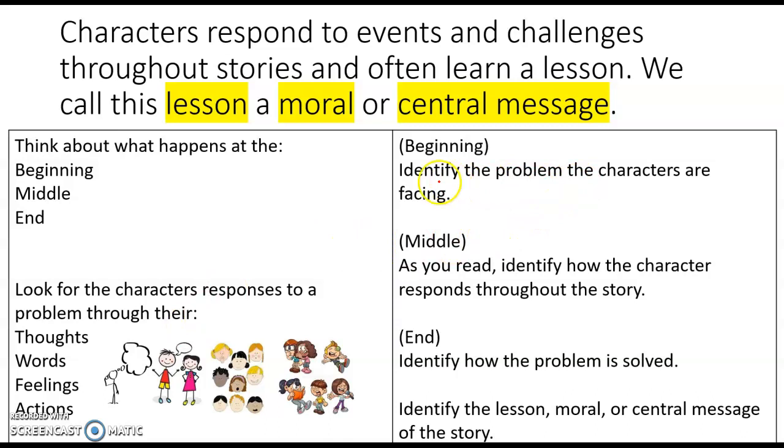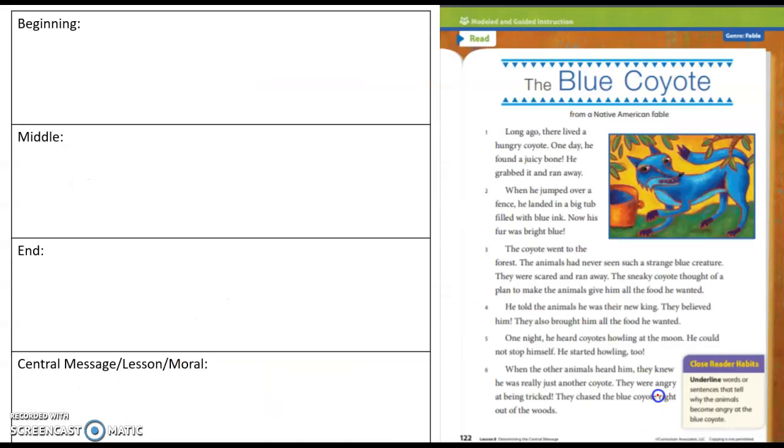So the first thing we'll do is we'll look at the character's problem. Then we'll identify how the character responds. We'll look at how the problem is solved. And then that's when we'll be able to identify that central message. So we're going to read this story called The Blue Coyote.